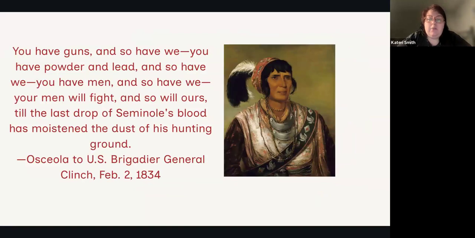Many fought back. Here we have a quote: "You have guns, and so have we. You have powder and lead, and so have we. You have men, and so have we. Your men will fight, and so will ours, till the last drop of Seminole's blood has moistened the dust of his hunting ground." Indian removal shattered particularly the Seminole. Many fled to the Everglades in Florida, and some were removed to Oklahoma. The First and Second Seminole Wars would cause the lasting assimilation of the Seminole people.